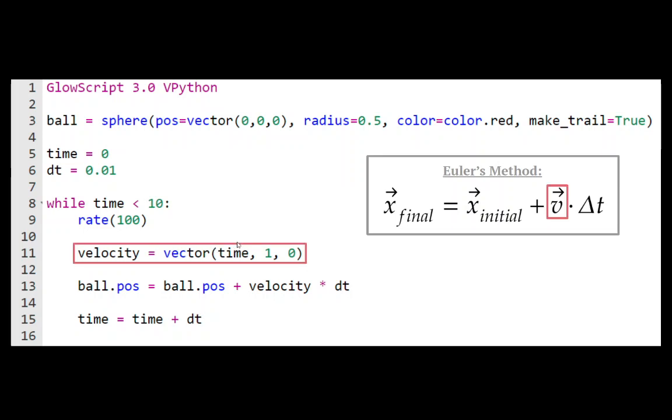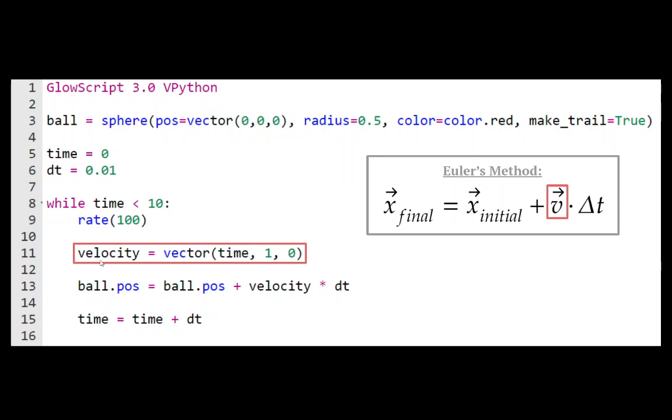On line 11, we update the velocity vector. Notice how I said update, because this assignment is going to be happening every time the loop runs, or 100 times a second. For this velocity vector, we're going to make the x component of the velocity equal to the current time, which is a changing value. It depends on the current value of time, meaning that at 1 second it's going to be moving at 1 unit per second to the right. At 2 seconds it's going to be moving at 2 units per second to the right and onwards.